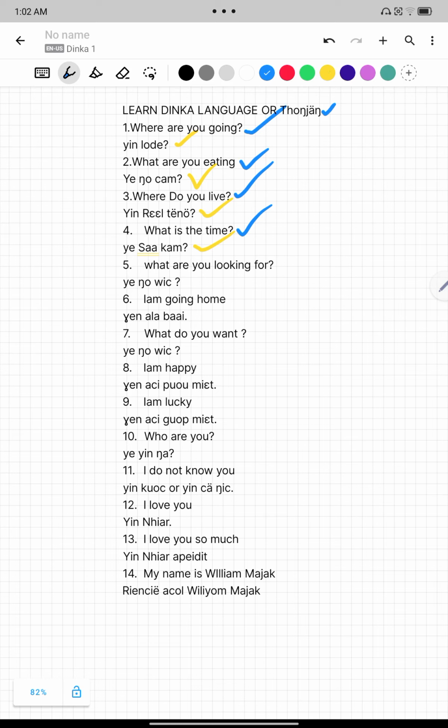Then number five, what are you looking for? In Dinka, we ask the question like this: Yango which? Yango which? What are you looking for? So, what are you searching for?